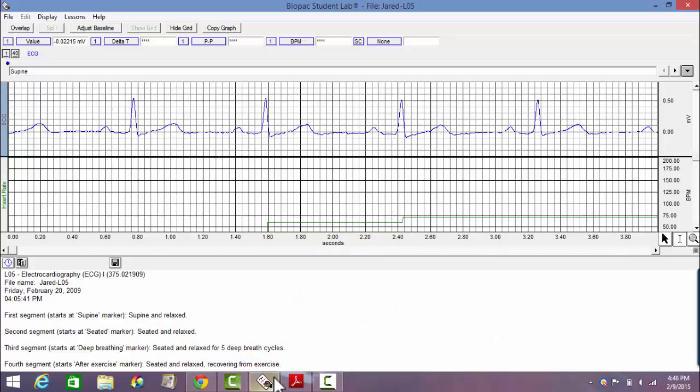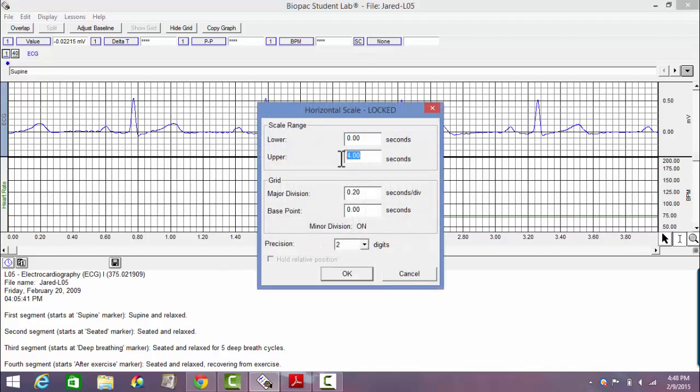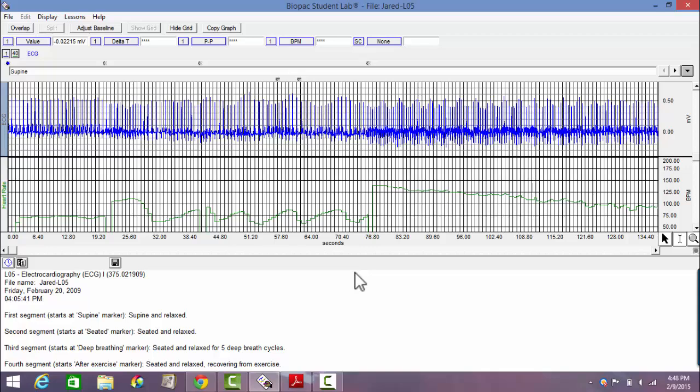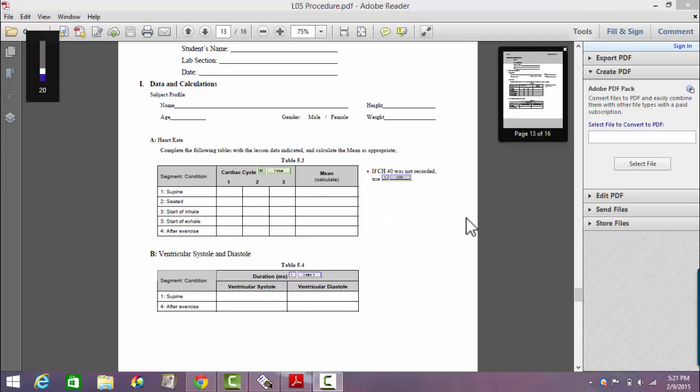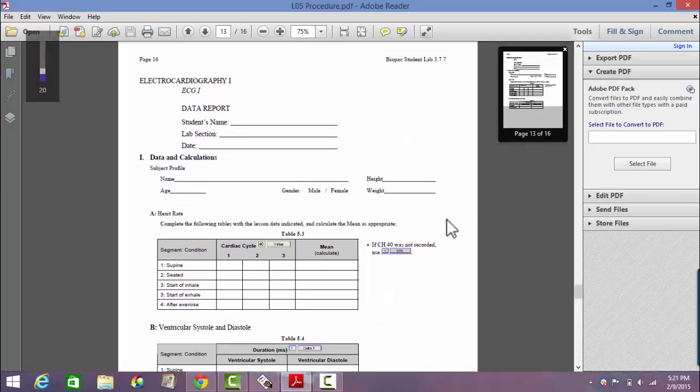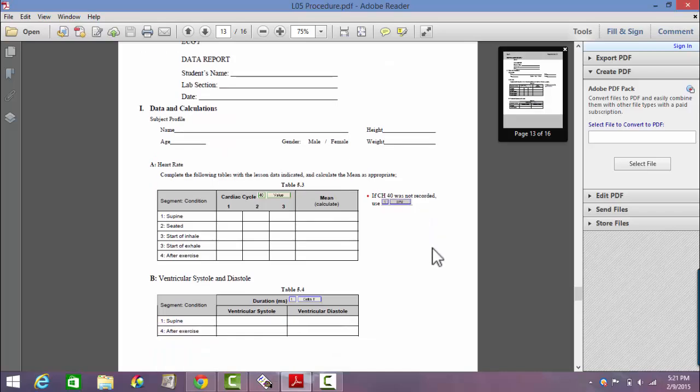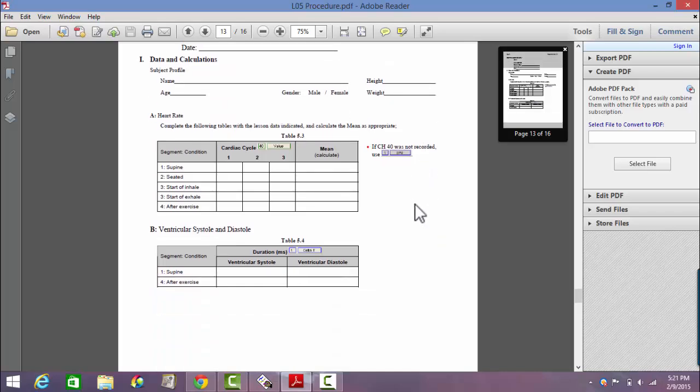So let's go back to the software now. And let's change the timing again. Let's go back to the original timing that we saw. So it was about 130 seconds, 37 seconds. And so you're going to be filling in some data sheets. Let's take a look at what your data sheets are going to look like as well. And the first thing you're going to be looking at is heart rate.